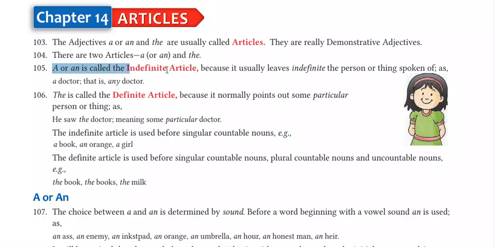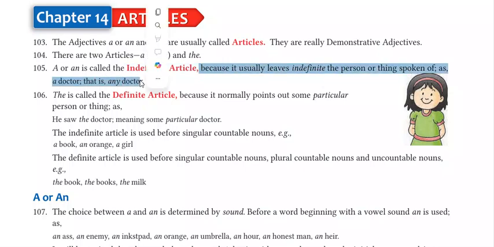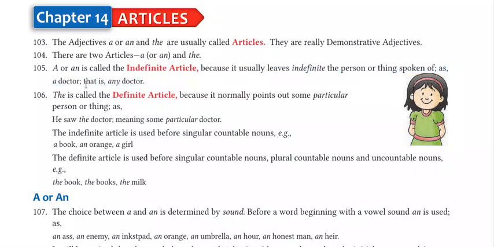A or an is called the indefinite article. We are calling a and an the indefinite article. Why? Because it usually leaves indefinite the person or thing spoken of. A doctor means any doctor. If I am saying a doctor, I am not specifying any person, like an indefinite person or a common person. So that is called the indefinite article.